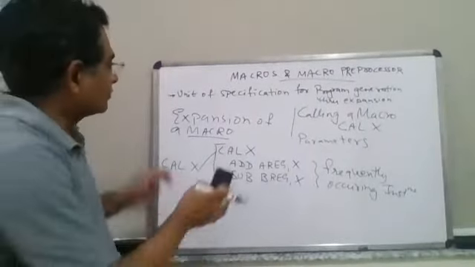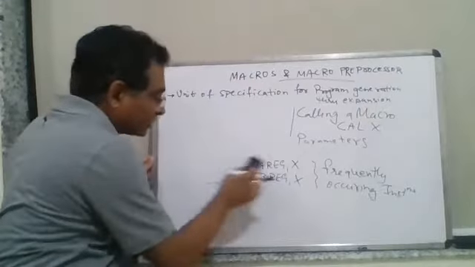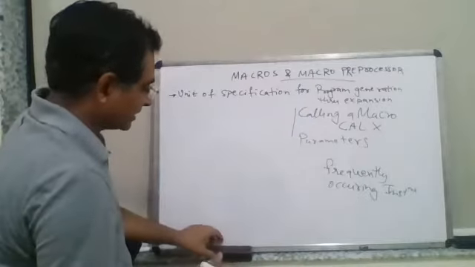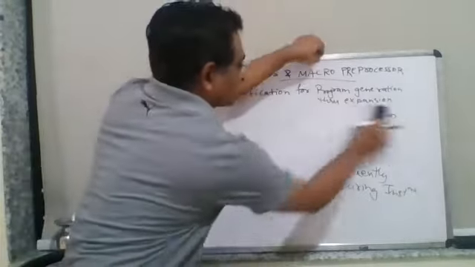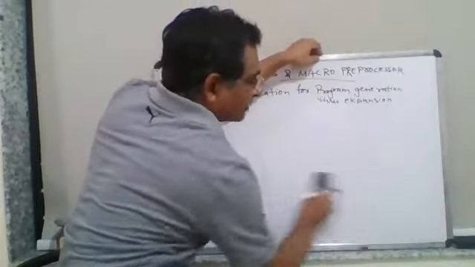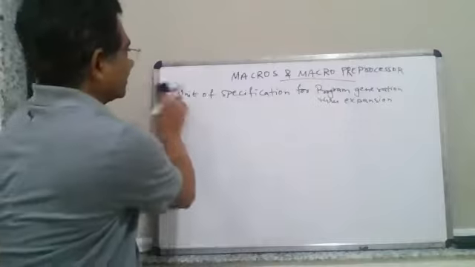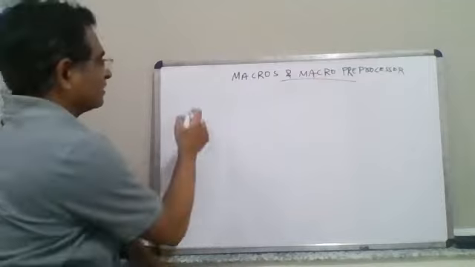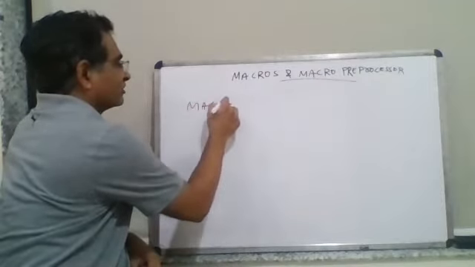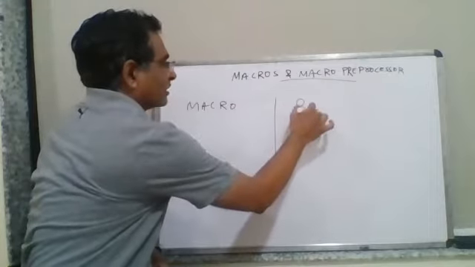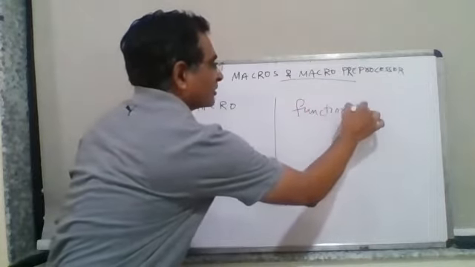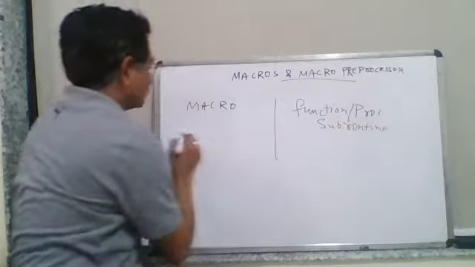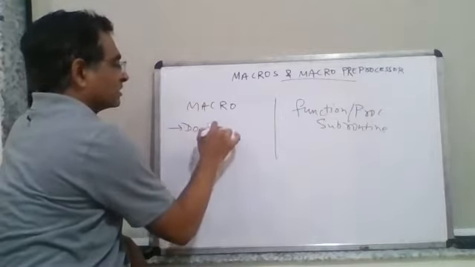Macros do not return anything. A macro just takes the parameters as input and determines what the substitution will be. Macro expansion is the only thing done by the macro. Now let me ask: what is the difference between macros and functions, or a procedure or subroutine, whatever? The meaning of this is that macros do not return any value.